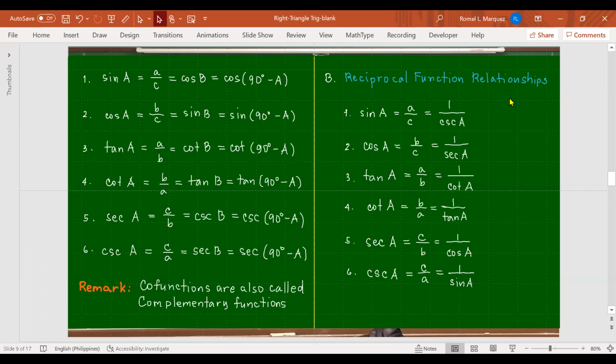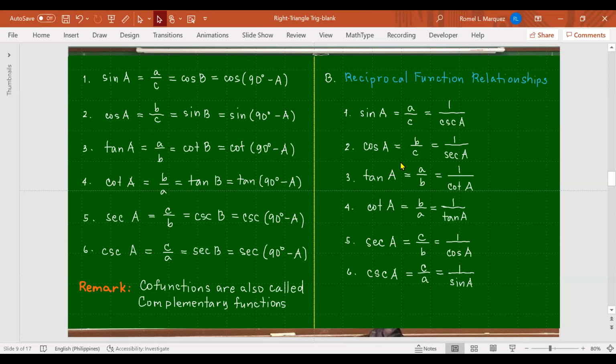Another relationship that we can get is what we call reciprocal functions, which you have experienced already, no? When we were determining trigonometric functions of an angle, sine A is equal to A over C, and cosecant A is C over A. So they are reciprocals of each other, sine and cosecant. So we say sine A is equal to 1 over cosecant A.